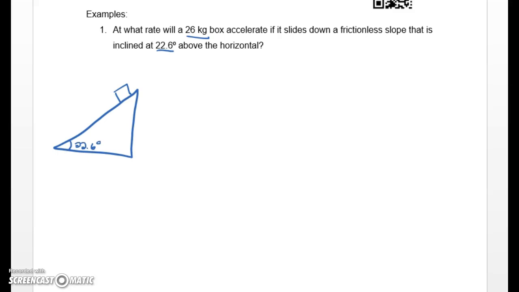Now that we have at least a general picture of what's going on, with this box moving on down here, we can try and figure out what information we know, and what information we can work with in order to find the answer to this question. And here we're really looking for acceleration. So in this question, we know we're looking for acceleration, and we're given the mass of the box.